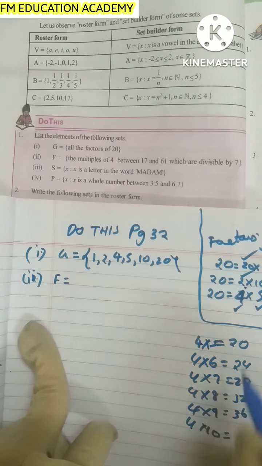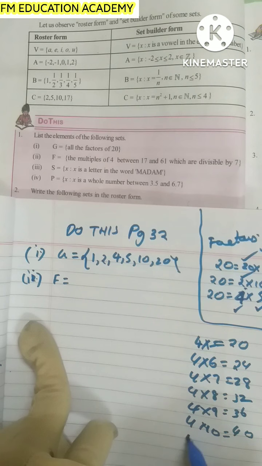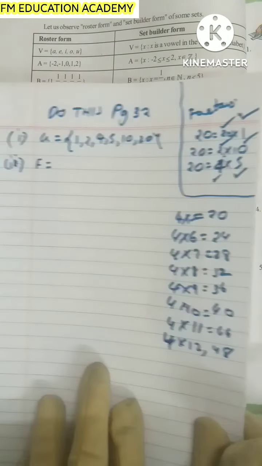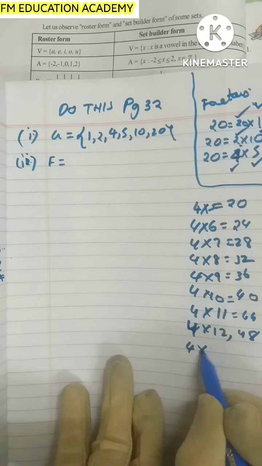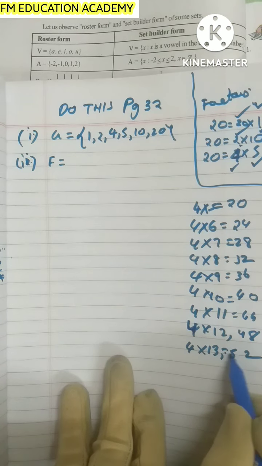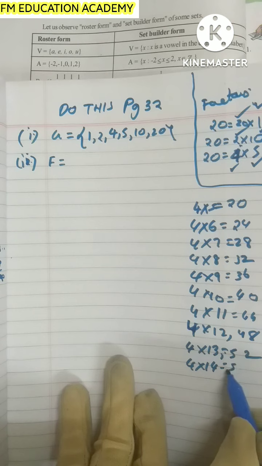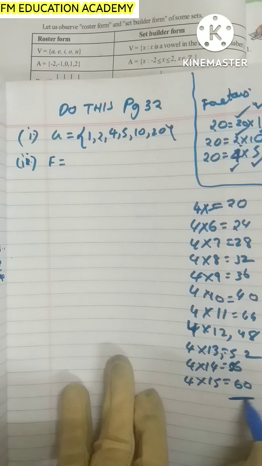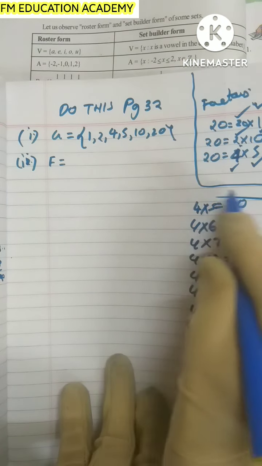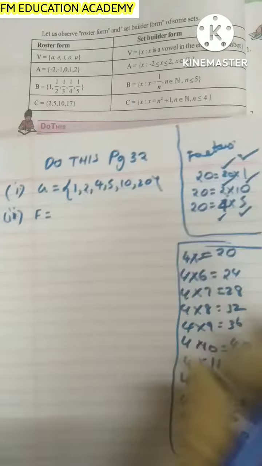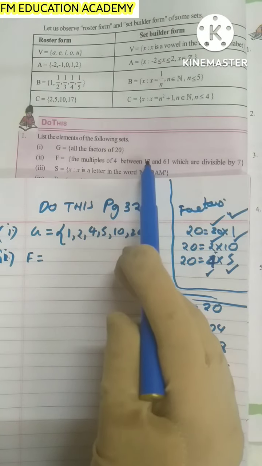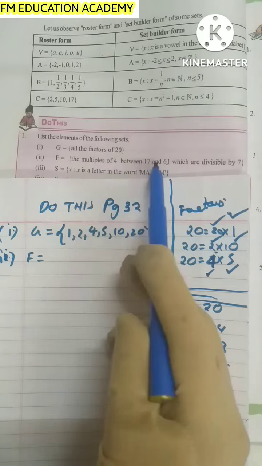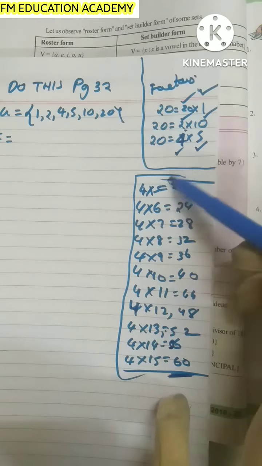It has to be till 61. 4 11s are 44, 4 12s are 48, 4 13s are 52, 4 14s are 56. In case you don't know, multiply and see. 4 15s are 60. So 60 is the last number which is a multiple of 4. Okay, why? Because the numbers should be between 17 and 61, and those numbers are multiples of 4. So these are my multiples of 4.